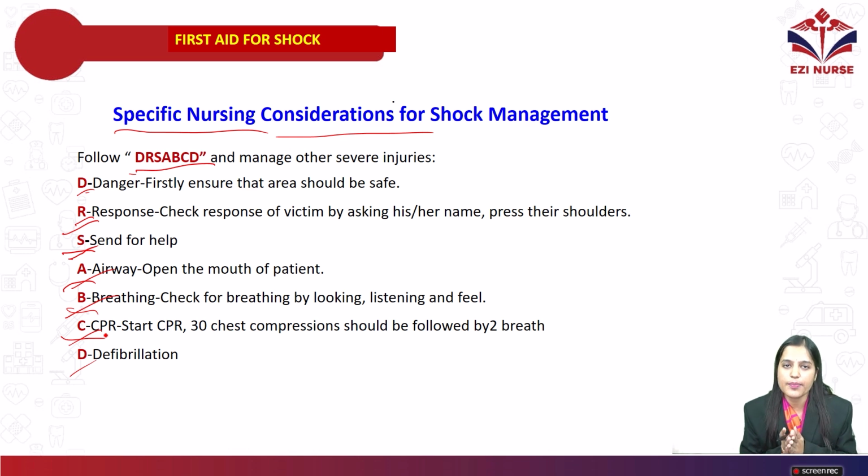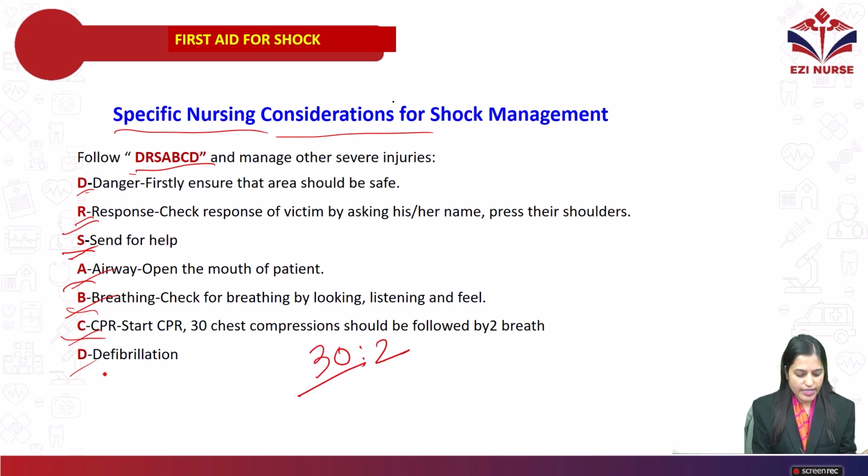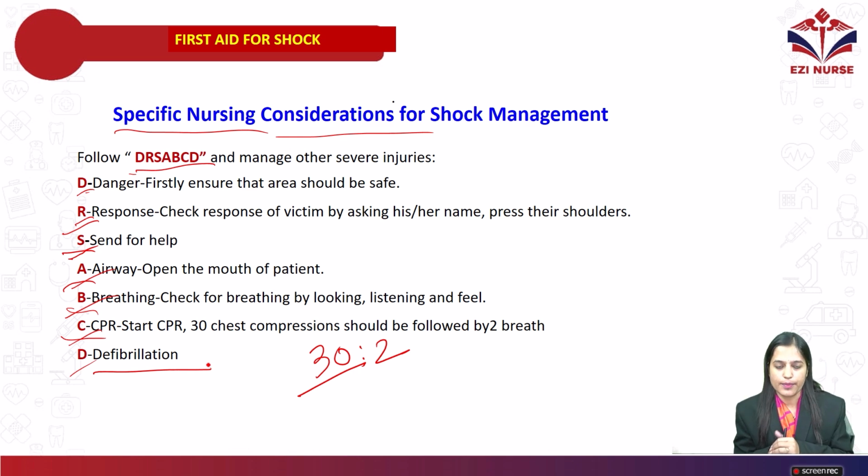Then you have to see for CPR. You have to start the CPR, cardiopulmonary resuscitation, 30 compressions to 2 breaths. So 30 compressions and 2 breaths you have to give. Then defibrillation. Okay, so those are the steps they follow to save the life of the victim. First is D for danger sign, then R for response, the response of the victim.